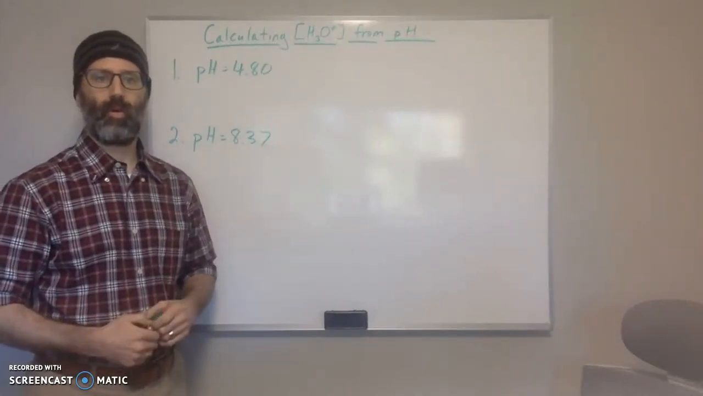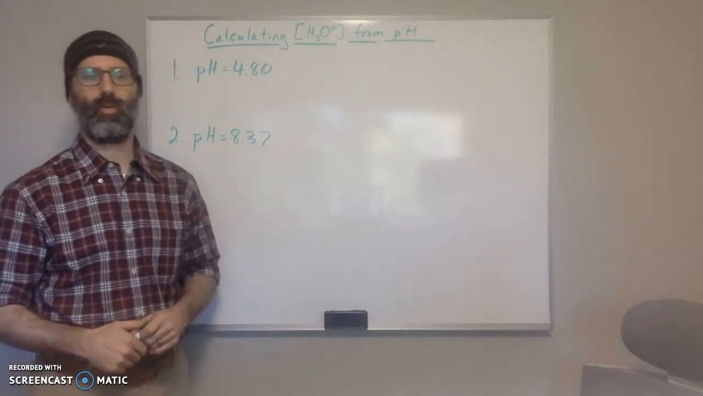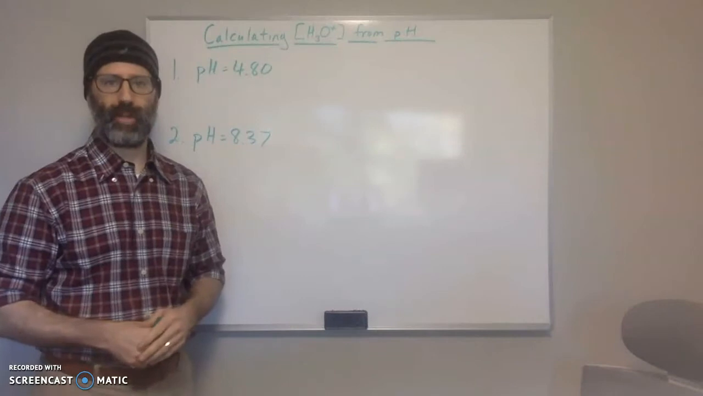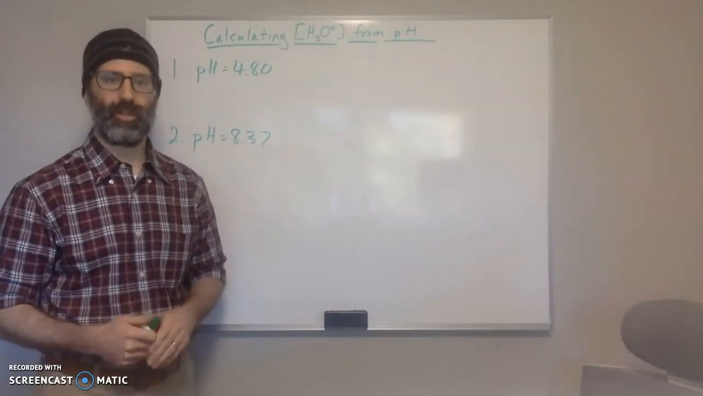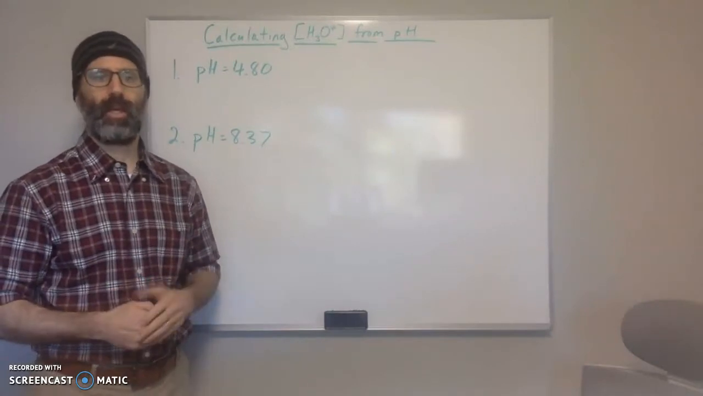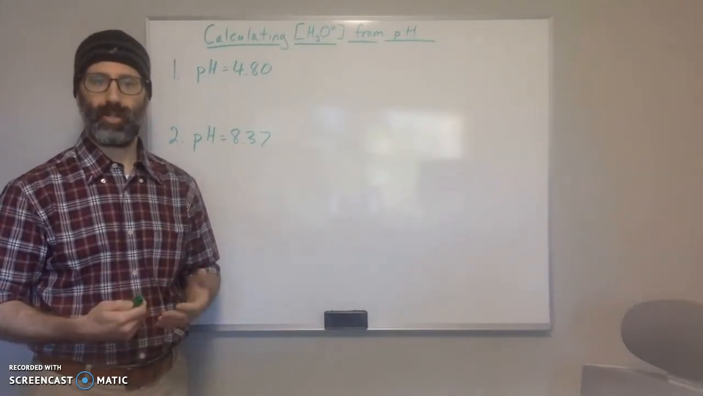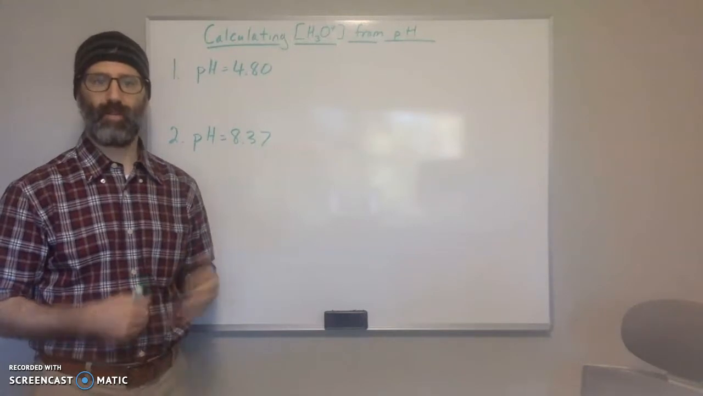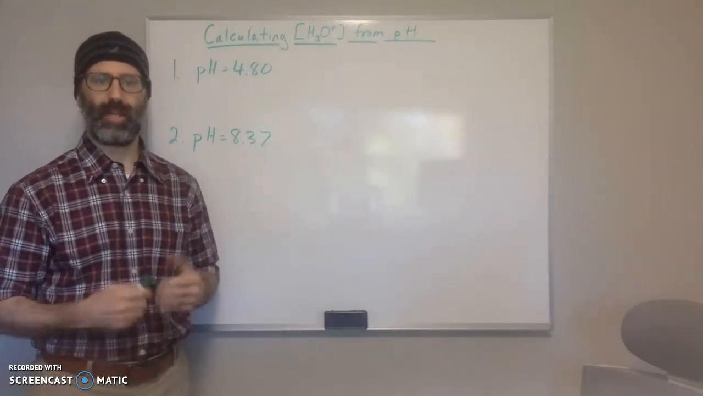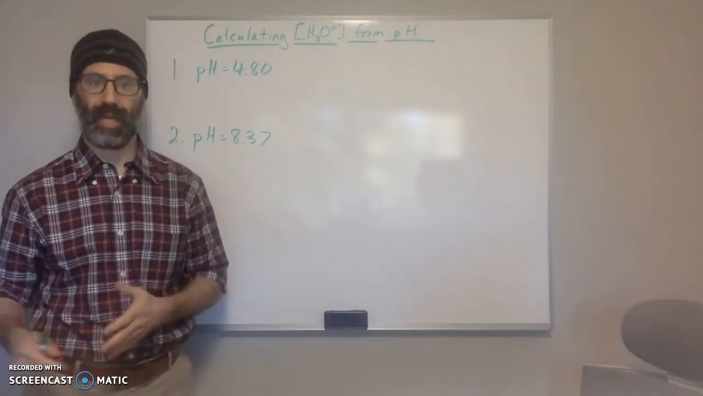My name is Mr. Cobalt, and in this video we're going to be going over how to calculate the hydronium ion concentration from pH. And so this is going to require manipulating the equation that we've seen before with the negative log. So we know that the negative log of H plus concentration, or hydronium concentration, is equal to pH.